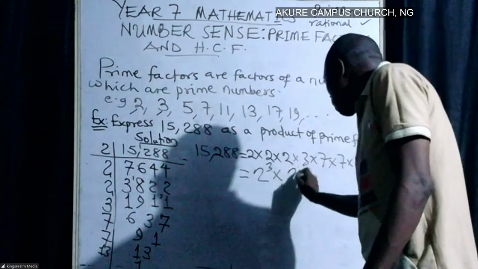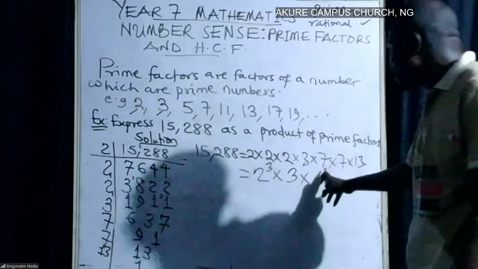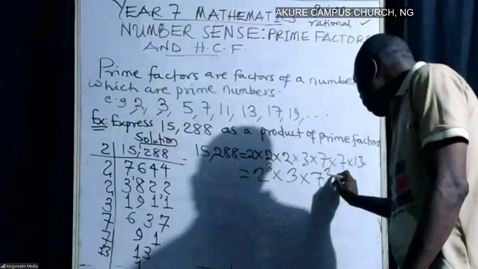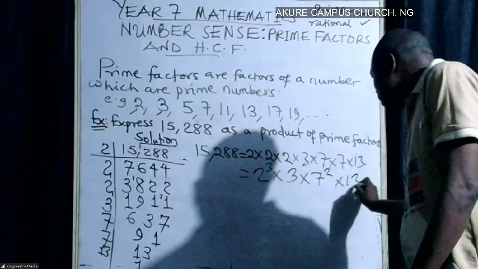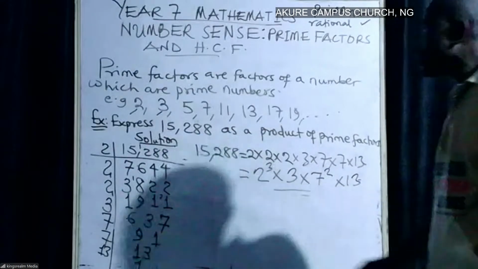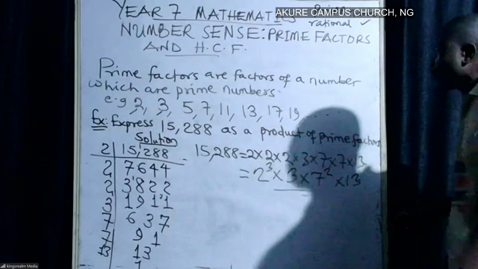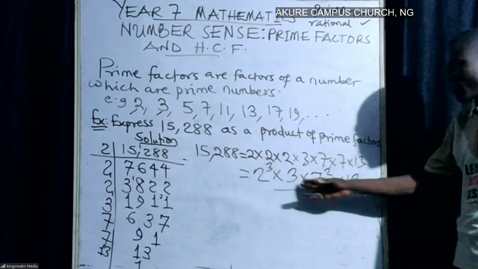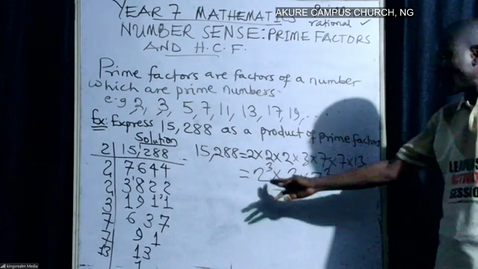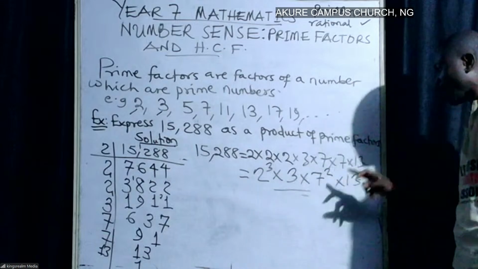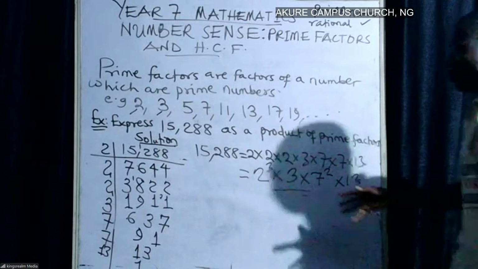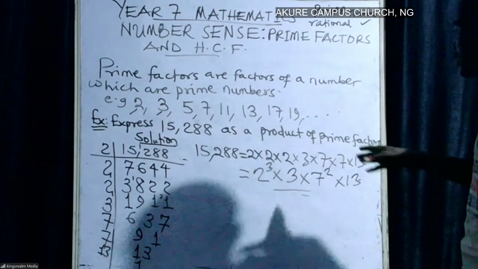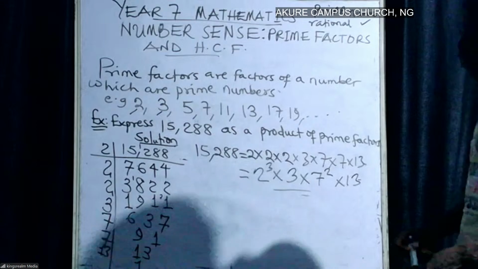And then 3 can go only once. 7 can go twice, so that is 7 raised to power 2. And then 13. So we have been able to express this big number, 15,288, as a product of prime factors. And the prime factors are 2, 3, 7, and 13. So this is how to break a number down or express it as a product of prime factors.